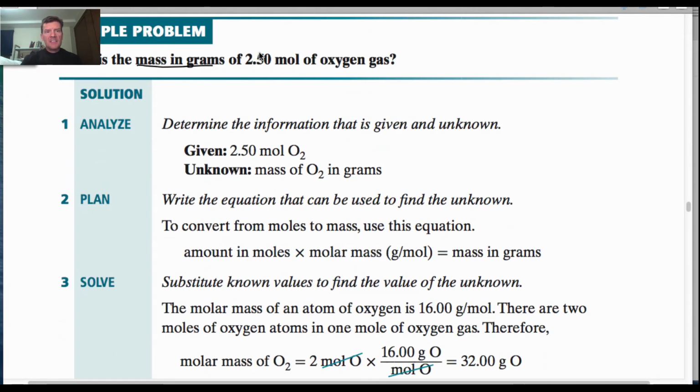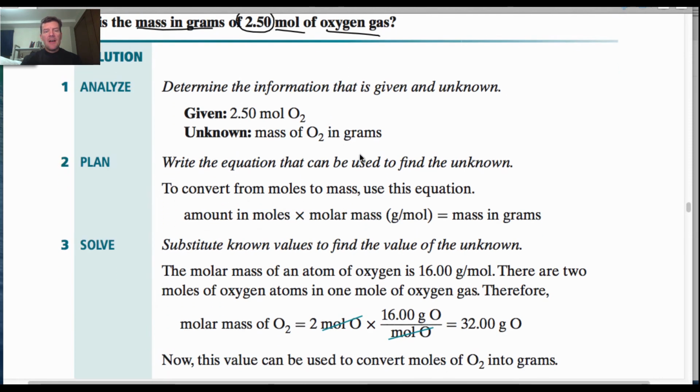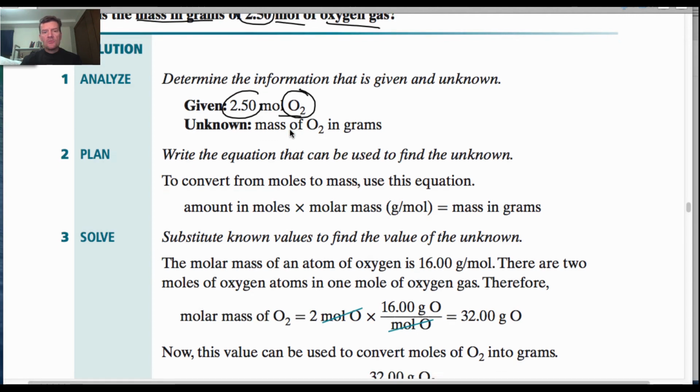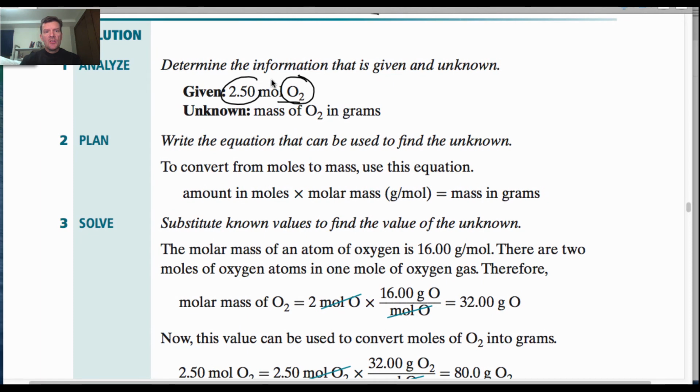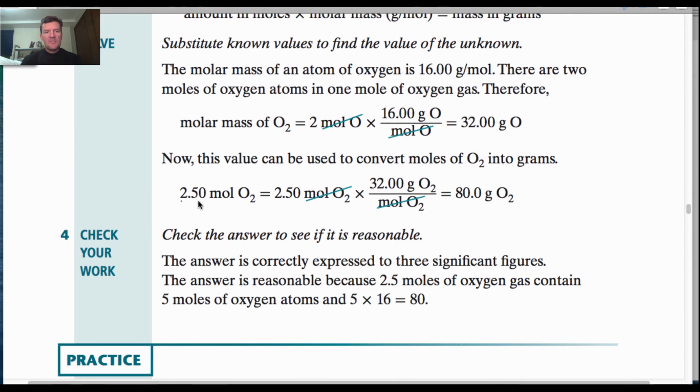What is the mass in grams of 2.5 moles of oxygen gas? Now, oxygen gas is diatomic. It always appears as O2 in nature. Okay? So 2.5 moles of O2. So what we're going to do is start with this many moles of O2.